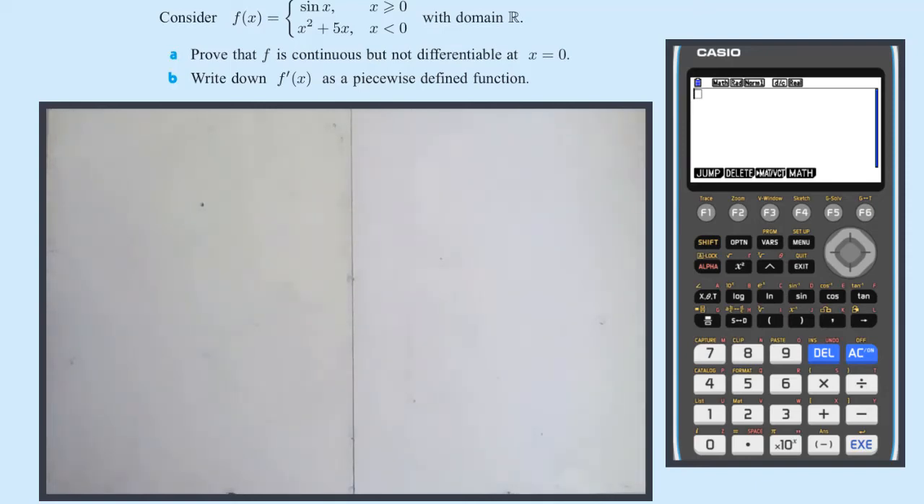Consider f of x equals sine x when x is greater than or equal to 0, and it's x squared plus 5x when x is less than 0. So we need to prove that f is continuous but not differentiable at x equals 0, and then we need to write down f dashed x as a piecewise defined function.